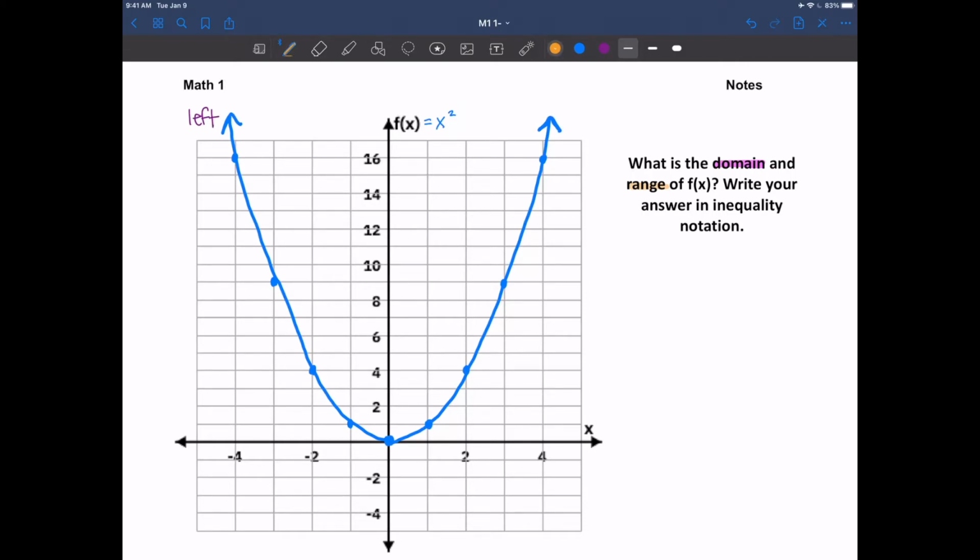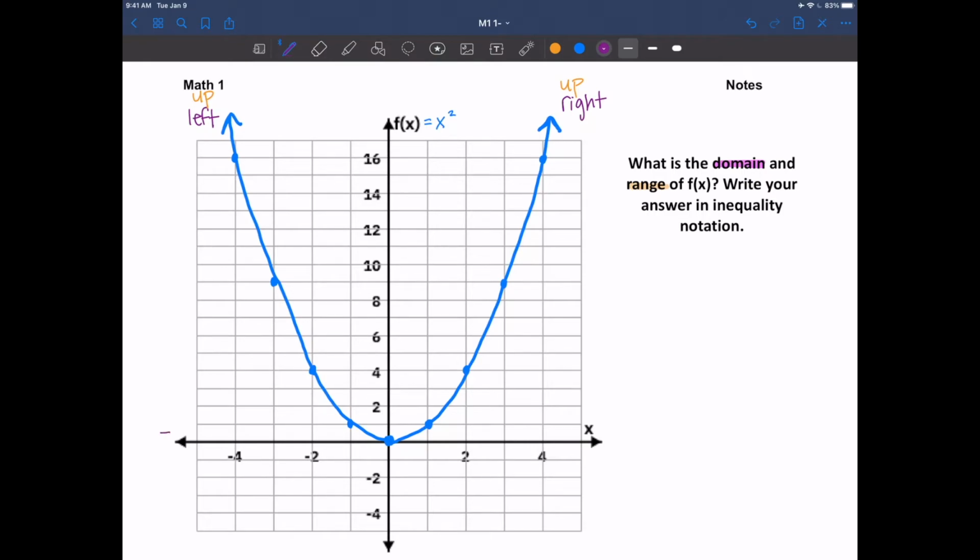Okay, it is also pointing up. Okay, this one is pointing up, but it's also pointing right. So it has two directions. For a domain, we focus on left and right. Okay, so what does that mean?